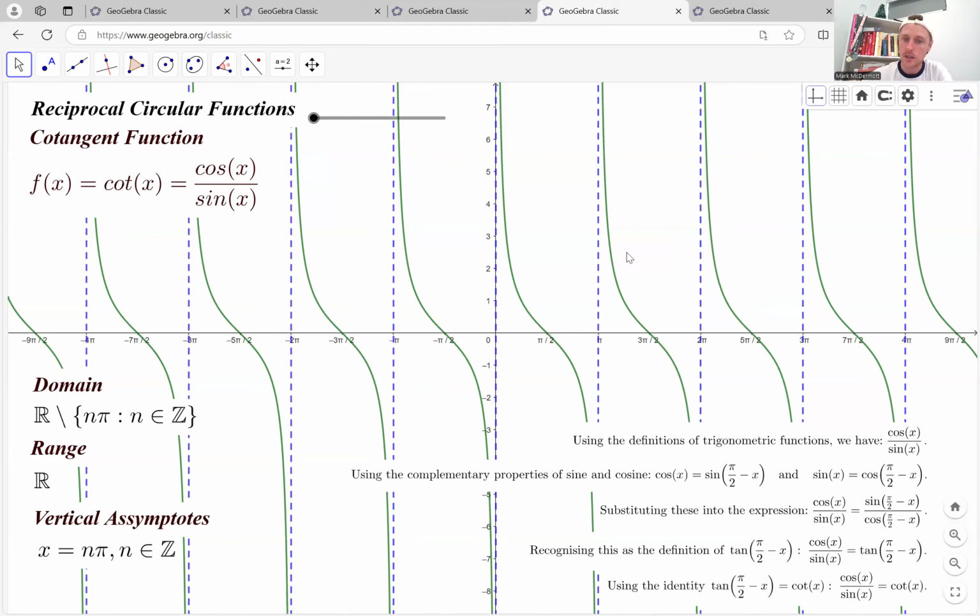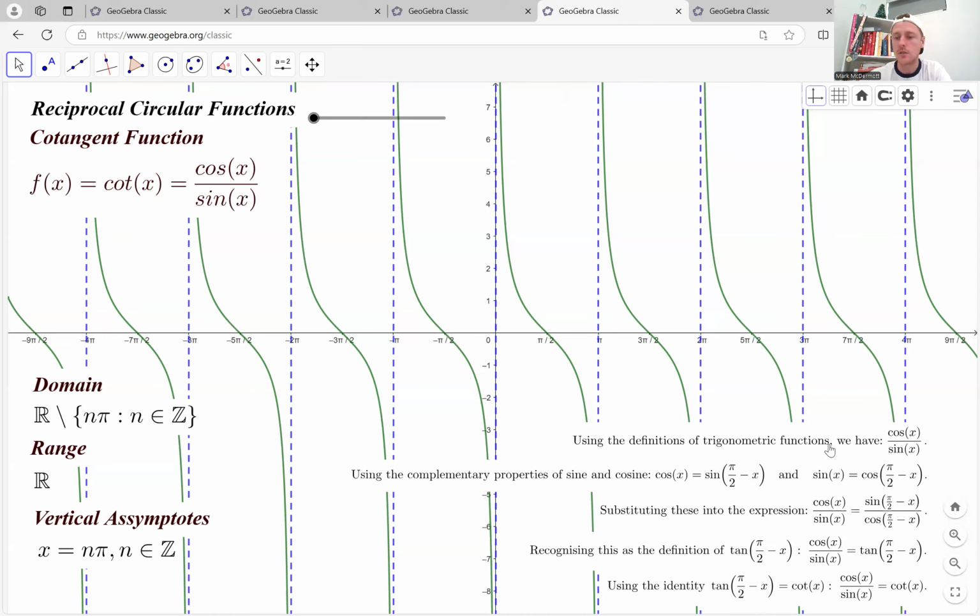And as you can see here, this is the graph of the cotangent function. And you might notice it looks a lot like tan, but it's actually been reflected in the y-axis and shifted to the right a little bit. And there is obviously very sound reasoning for why that occurs. And here's the reasoning here. So let's just talk through it.